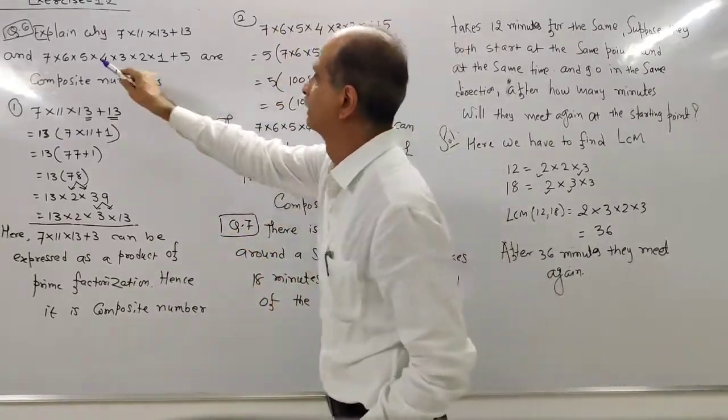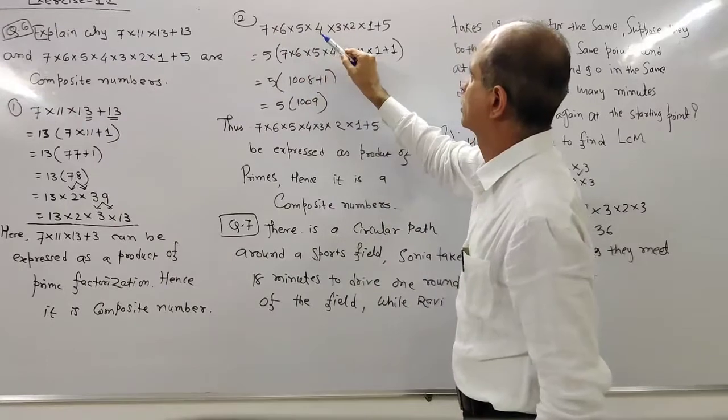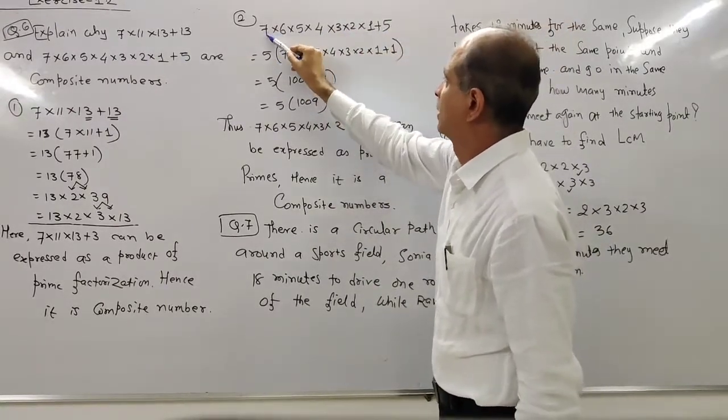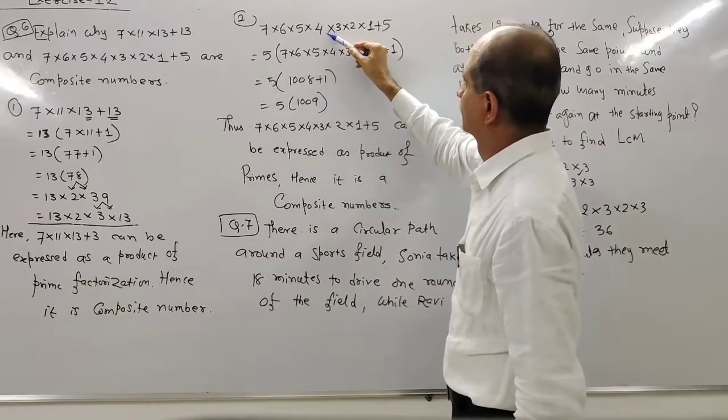Let me solve the second one. 7 into 6 into 5 into 4 into 3 into 2 into 1 plus 5. So let me take 5 common. What do you get? 7 into 6 into 4.